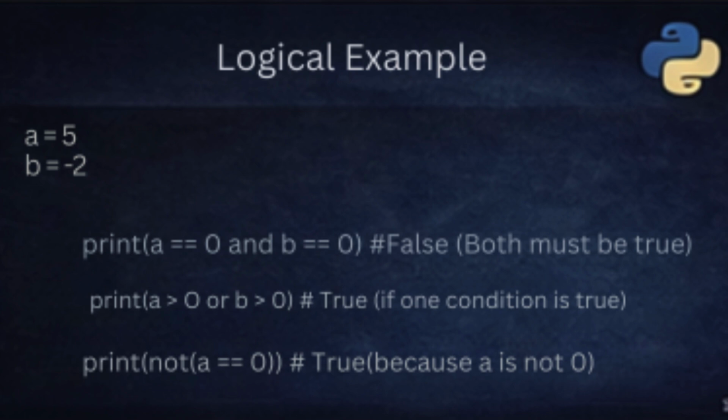So in summary, AND requires both conditions to be true. OR requires at least one condition to be true. Not reverses the result of a condition.